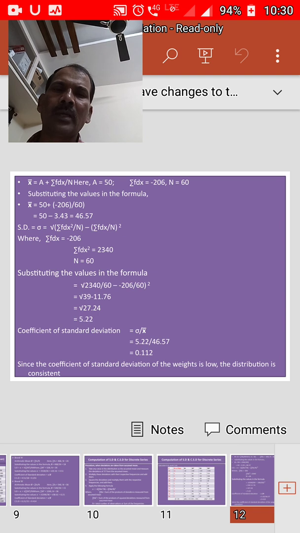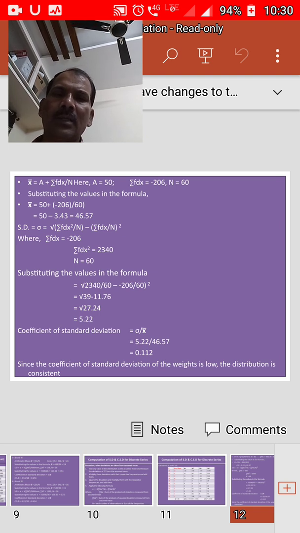If you look at the PPT, you will understand this, right? 2340 by 60 is equal to 39, minus 206 by 60 whole square, which after division is 11.76. That is under root 39 minus 11.76, equal to under root 27.24, which is equal to 5.22. That is the answer.